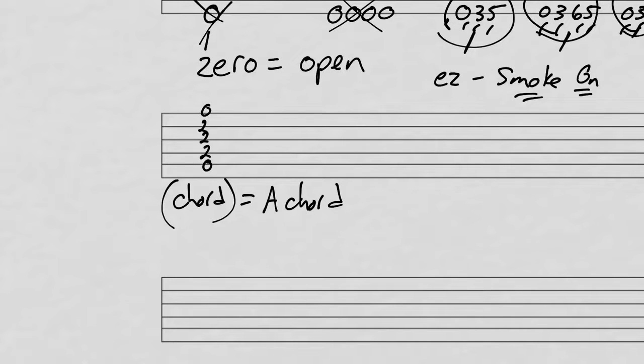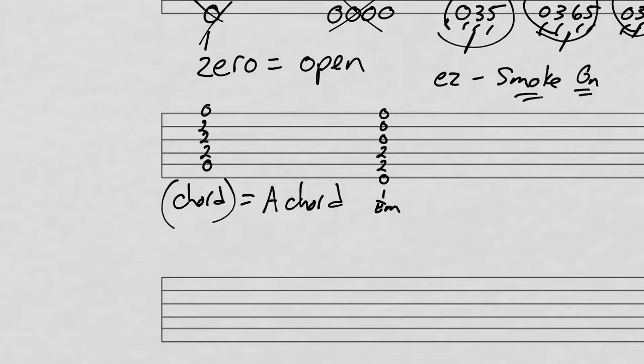Now imagine this. What would E minor look like? E minor would look like this. 0, 2, 2, 0, 0, 0. It'd be stacked on top of each other, and you'd play them all at the same time. So this one right here would be an E minor chord. Okay? So that's how you read tablature.